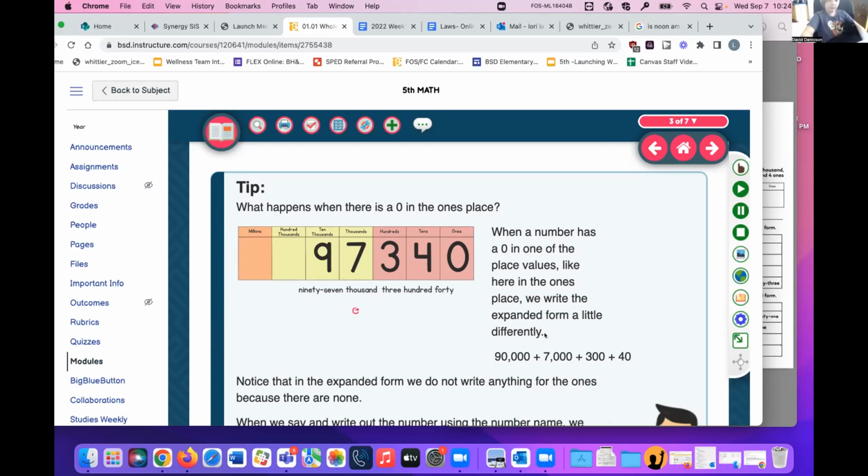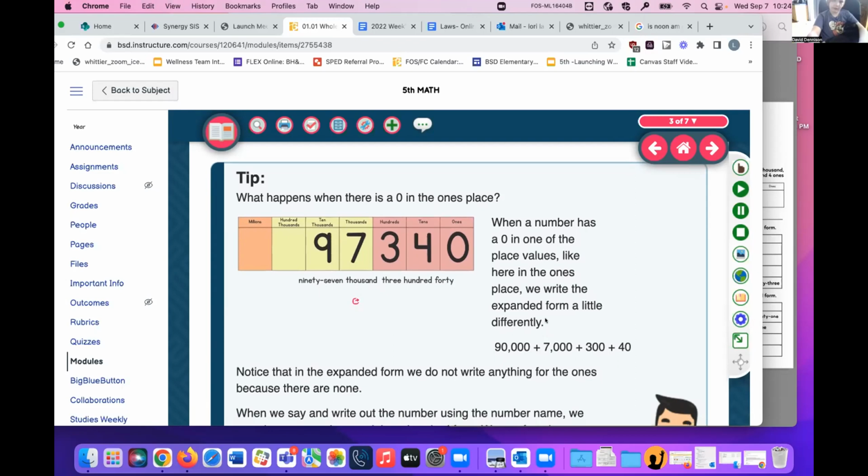Go ahead. What? I have a question. Is it about math? It's really about science. Okay, so hold on to it. You can type it into the chat if you'd like to, but right now we're talking about math, okay?